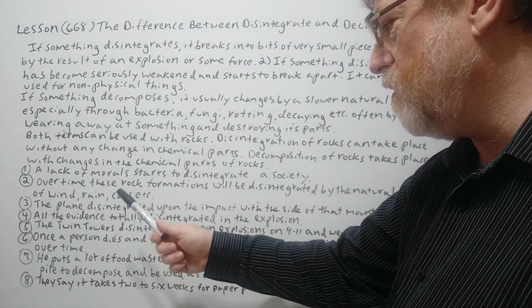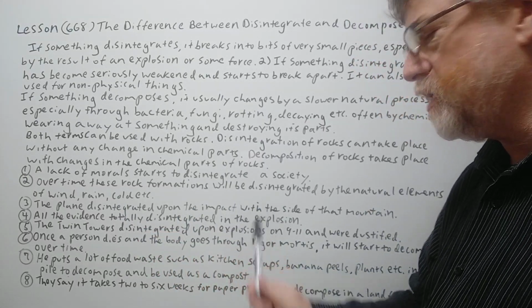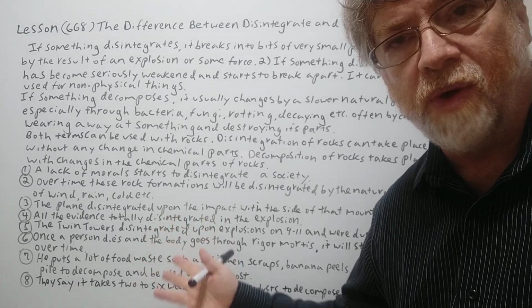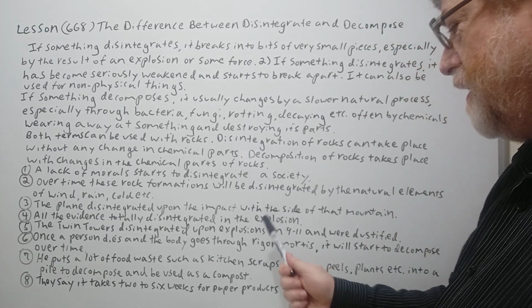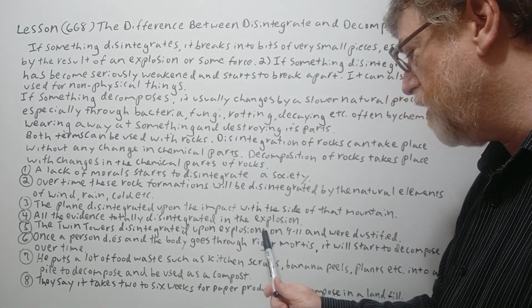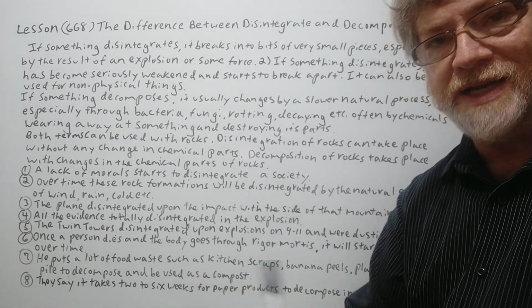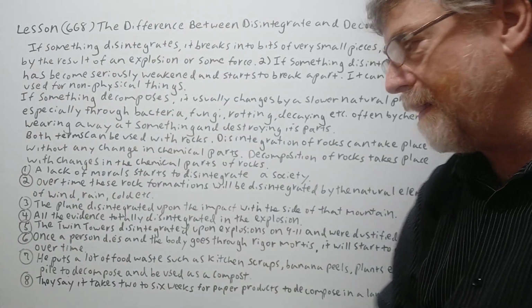Number 4, all the evidence totally disintegrated in the explosion. Well, maybe there was some evidence somewhere, like a building or something blew up, so maybe somebody wanted the evidence to be destroyed. Anyway, number 5, the Twin Towers disintegrated upon explosions on 9/11 and were dustified. Yeah, they disintegrated so much the whole thing became like dust practically.